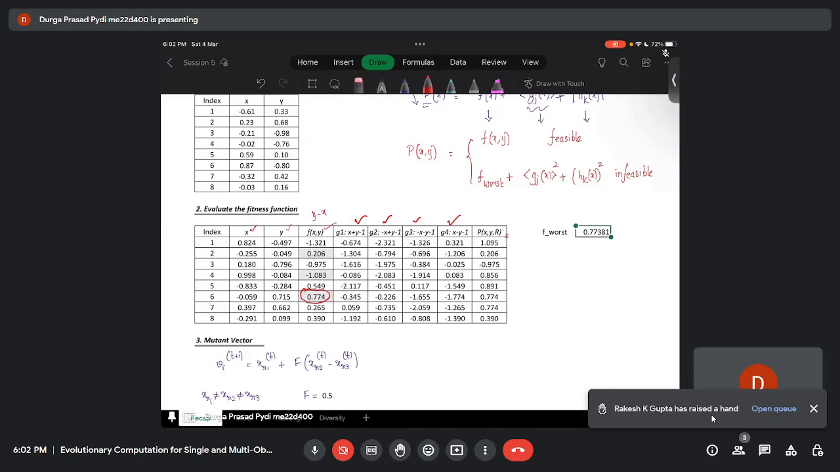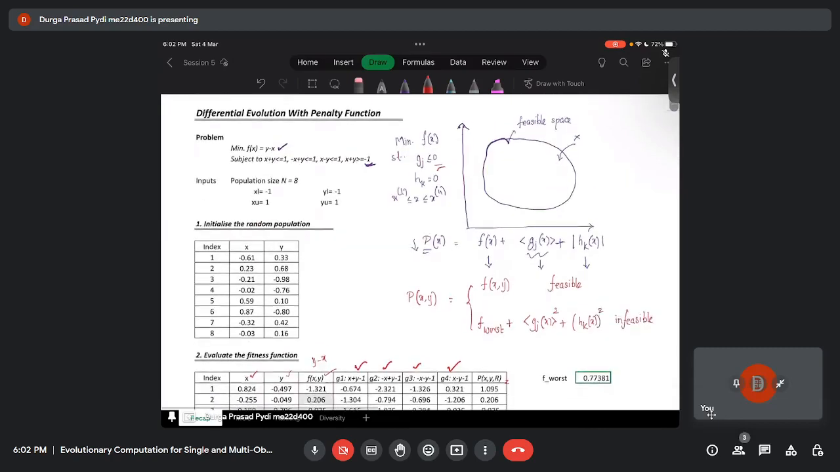Suppose there are 5 gj and 3 hk's. So all should be satisfied to consider it feasible. Suppose out of 5, 4 are satisfying and only 1 is not satisfying. Even if 1 is not satisfied, then it is infeasible. The point will be just outside the feasible space.